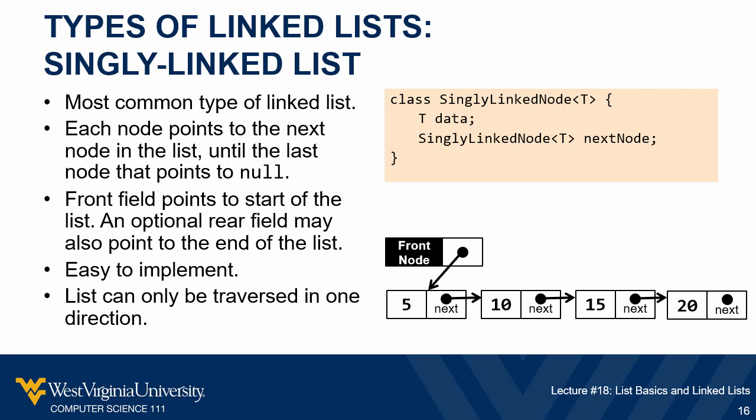But overall, singly linked lists are pretty easy to implement, with the really big drawback being that we can only traverse them in one direction. So we have to be careful when we're coding because we really don't have a way to go backwards with those singly linked nodes.